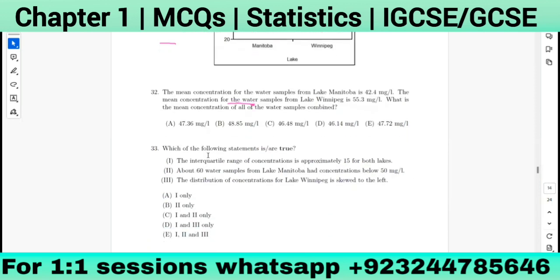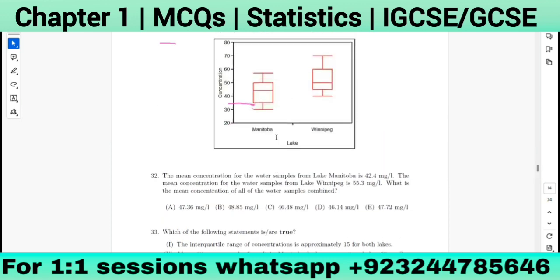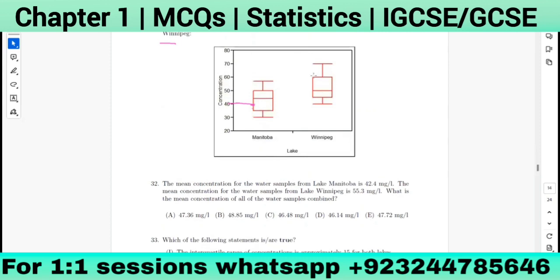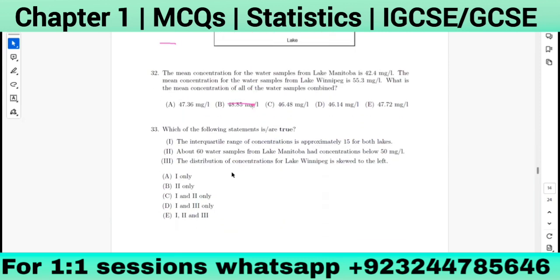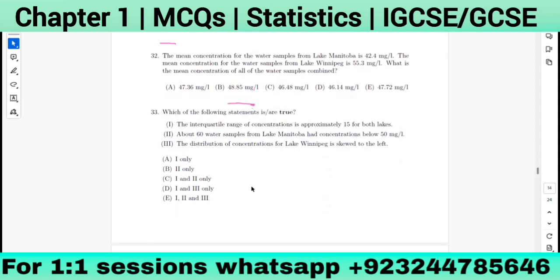The distribution of concentration for Lake Winnipeg is skewed to the left. So is the distribution skewed to the left for Winnipeg? No, it's skewed to the right. So it means options 1 and 2 are correct. So we will mark C, options 1 and 2 are correct.